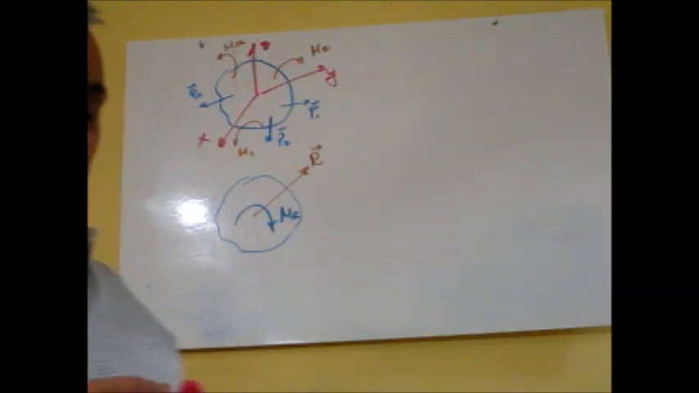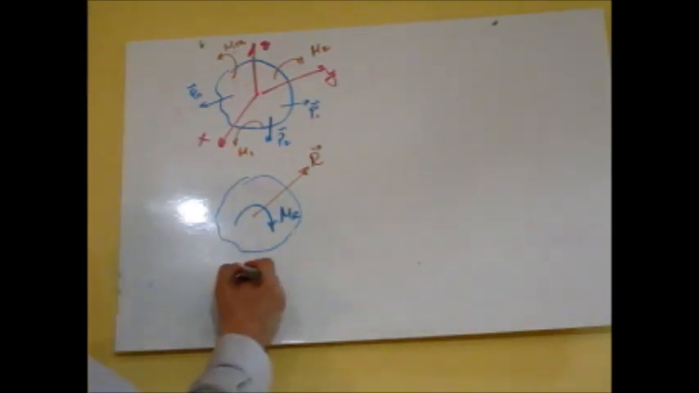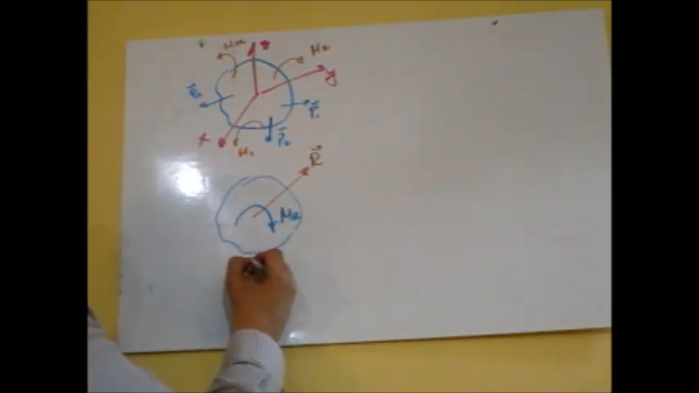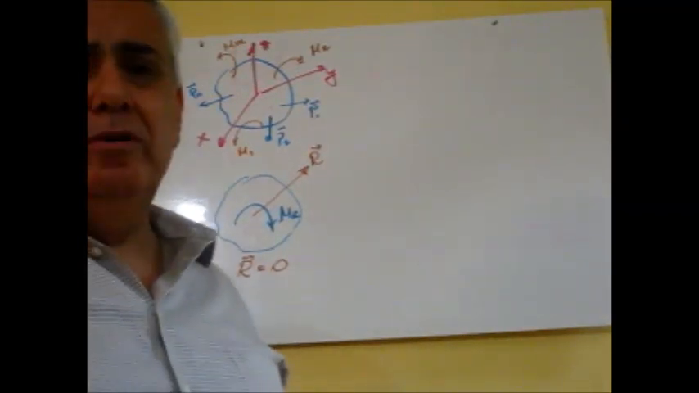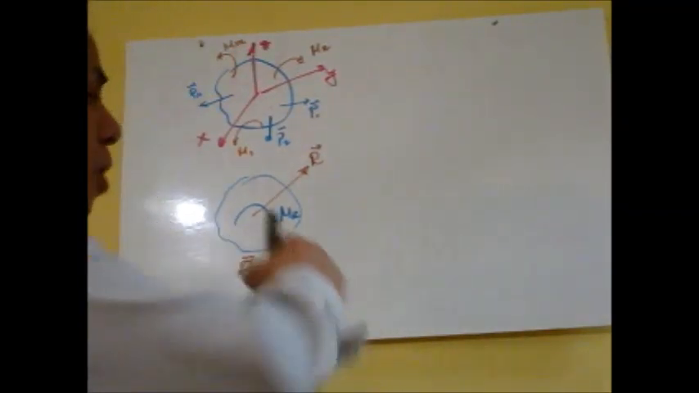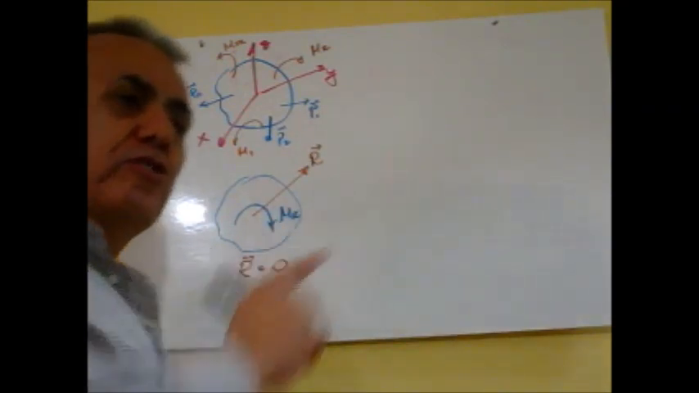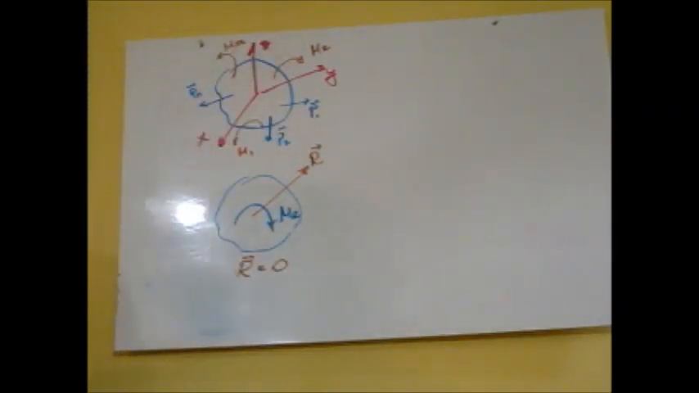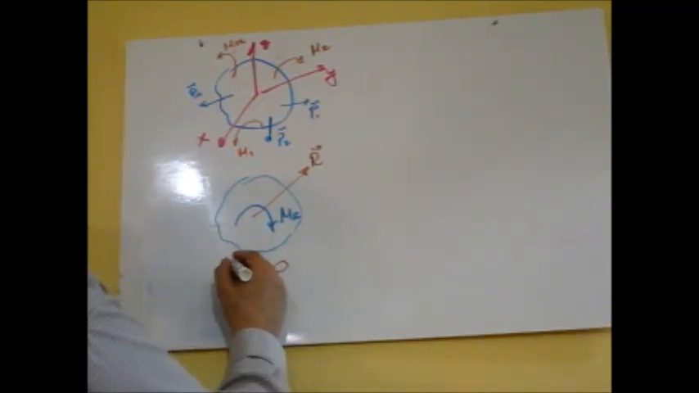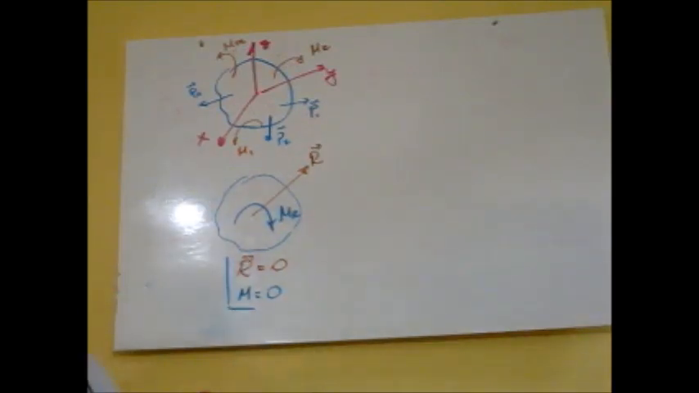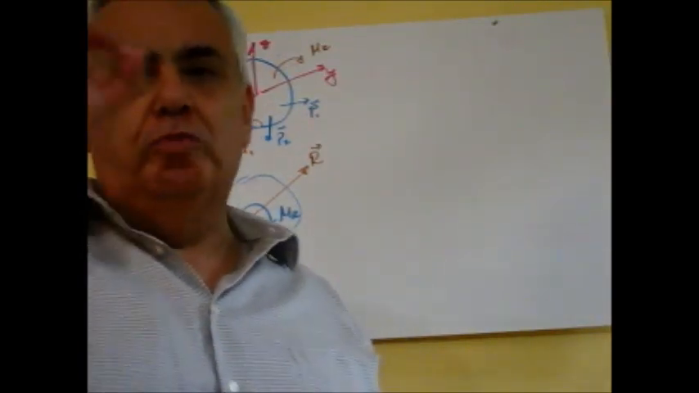But I want to be in equilibrium, so what is the condition of equilibrium? This force has to be zero. If this force is zero, it's not enough, because it's going to rotate. If the moment is zero, it's not enough, because it's going to move. But if both of them are zero, there's nowhere to go. So this is the condition of equilibrium: the total force and the total moment should be zero.